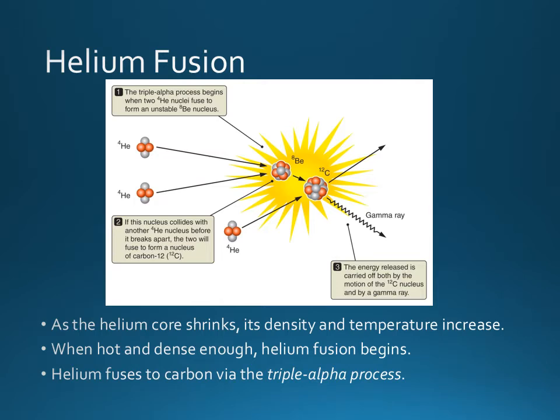As the helium core shrinks, its density and temperature increase. When hot and dense enough, with a core temperature of 100 million Kelvin, helium fusion begins. Helium fuses to carbon via the triple alpha process. The figure diagrams the triple alpha process. Three helium nuclei fuse to create a single carbon nucleus plus energy.